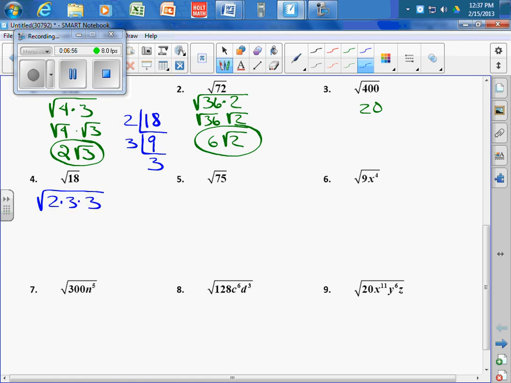And then what I'm going to do is look for any pairs of factors that are the same. And I have a pair of 3s. That means I can bring one out in front. The 2 is left behind, so I have 3 radical 2. That's another way we can do these.